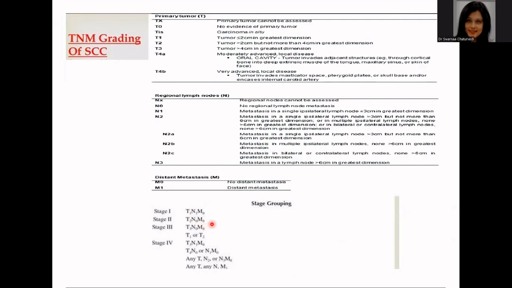So for T1, N0, M0, it is stage 1. The moment the size is greater than 2 but less than 4, that is T2, it is stage 2. Then from T3, without regional lymph node involvement and distant metastasis, it is stage 3. And T1 or T2 with N and M will also belong to stage 3. For stage 4, there will be T3 along with N1, T4 with N0 or N1, M0, any T with N2 or N3, M0, and any T, any N, and M1. These all dictate stage 4.